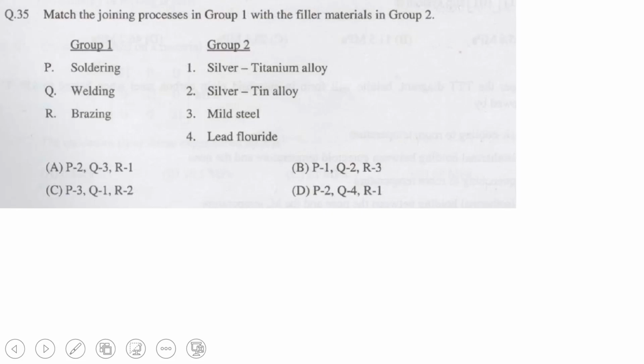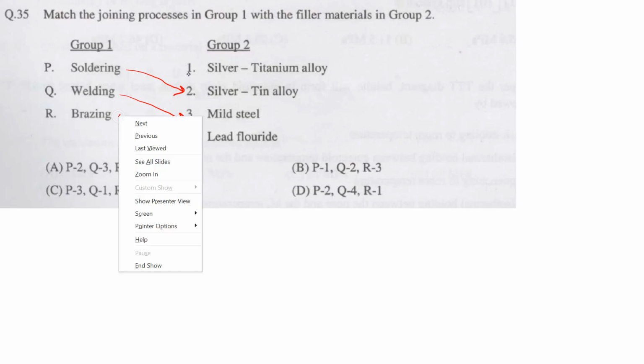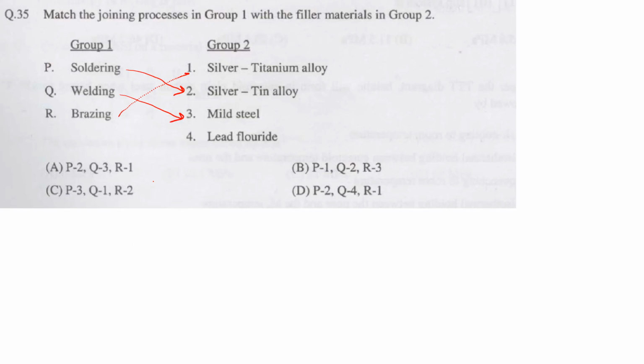Match the joining processes in group 1 with the filler materials in group 2. In the case of soldering, it is happening at low temperature, so it will be silver tin, right? Then welding, we can do in the mild steel. Then brazing is done at slightly high temperature, so silver titanium. So it will be like 231.